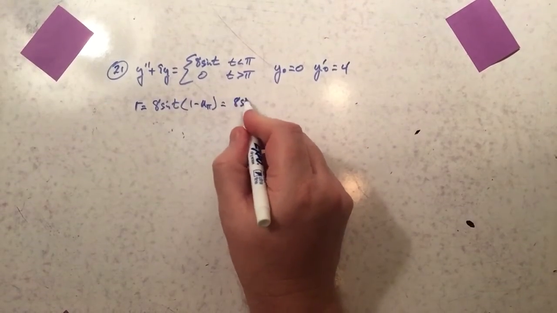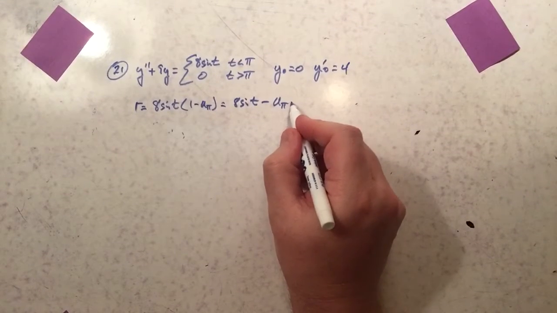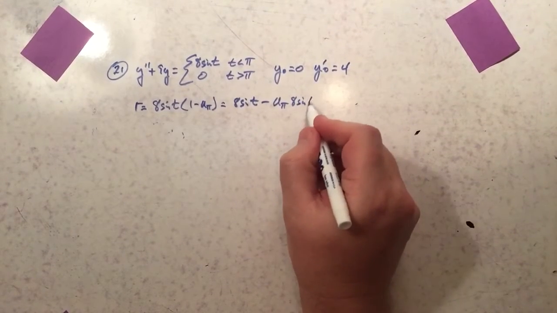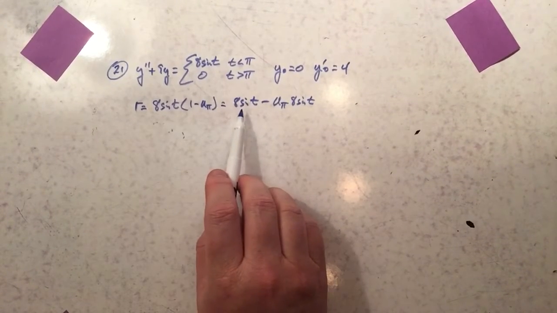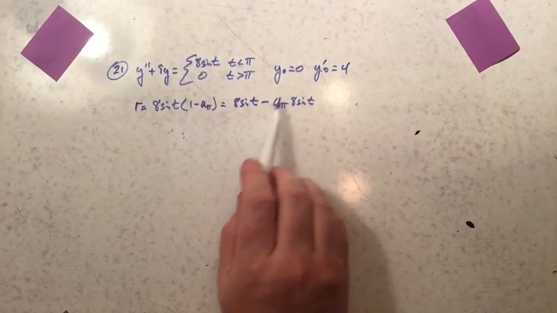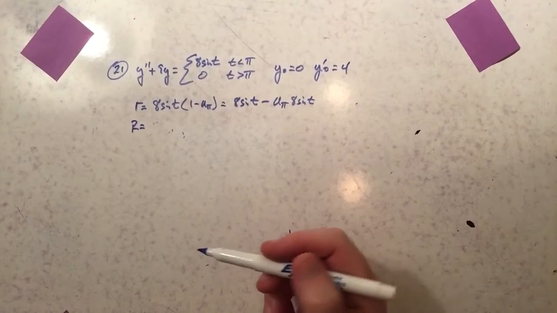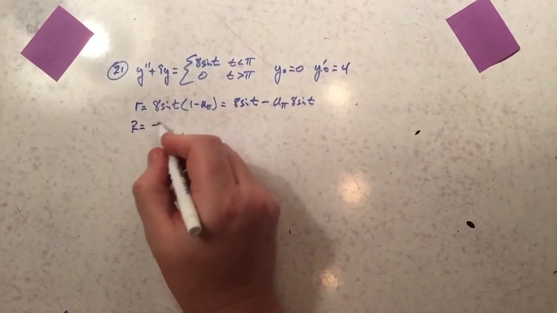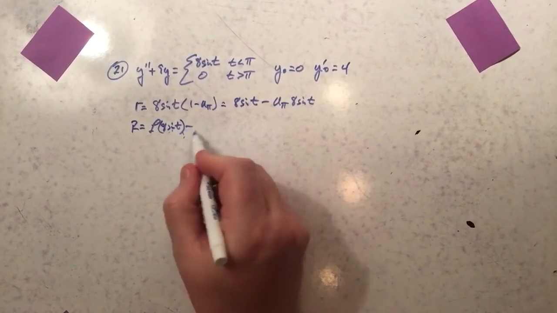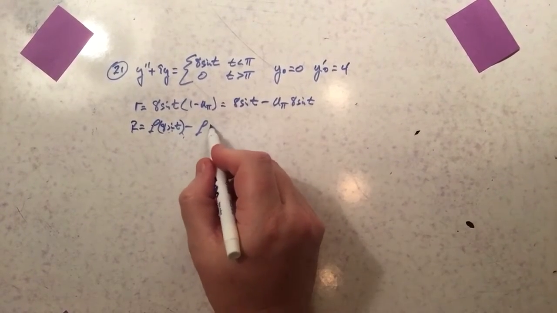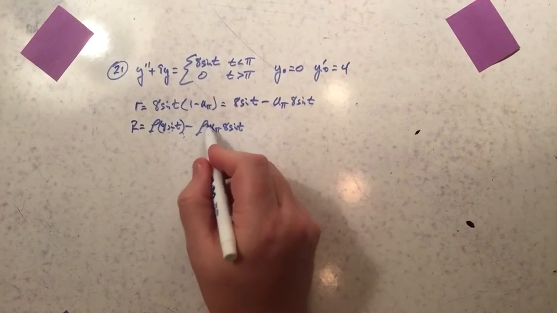So it's 8 sine of t minus Heaviside at pi of 8 sine of t. The reason why I expanded it is we're about to do the Laplace transform, and the Laplace transform of this is very different than the Laplace transform of this. Okay, now we want to form capital R, which again is going to go in our algebraic expression. So I want the Laplace transform of 8 sine of t, and then minus the Laplace transform of the Heaviside function at pi times 8 sine of t.